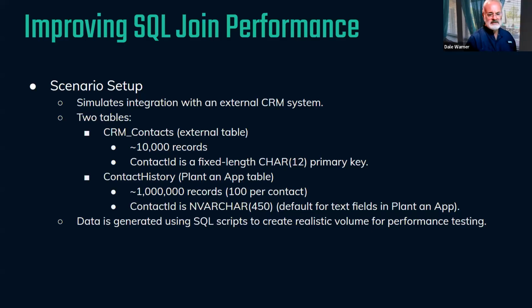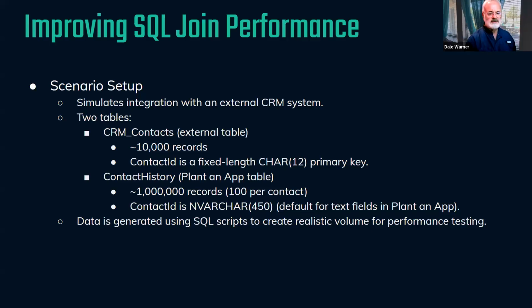Plant and App defines text fields, and that's what we're going to use, a very specific SQL type that is nvarchar. How do you pronounce this? Nvarchar, we'll say 450 wide. It's just a general purpose field type. And so there's a little bit of a mismatch between character 12 and character 450.